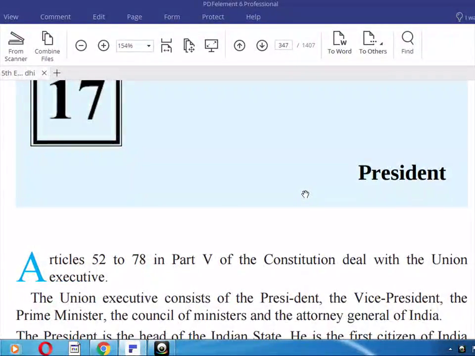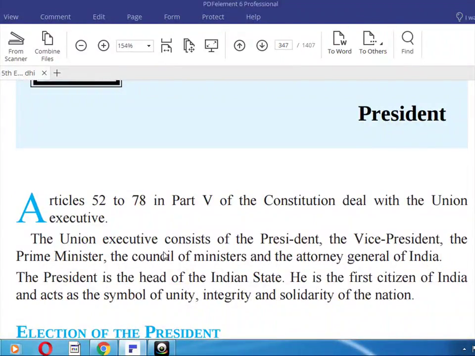The President is governed by Articles 52 to 78, Part 5 of the Constitution, which deals with the President, the Union Executive. The Indian Executive consists of the President, Vice President, the Prime Minister, the Council of Ministers, and the Attorney General of India. The President is the head of the Indian state. He is the first citizen of India. He acts as the symbol of the unity, integrity, and solidarity of the nation.